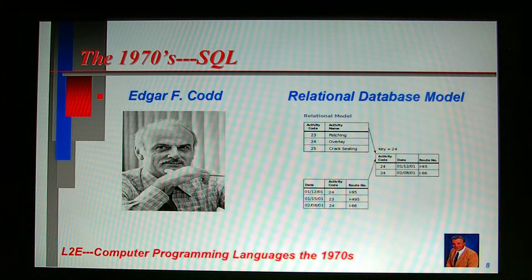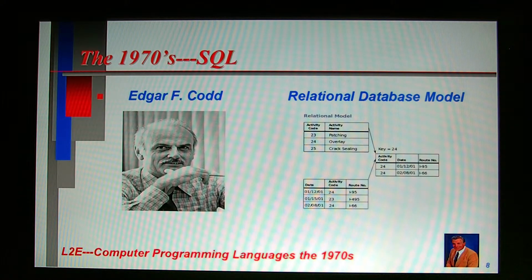SQL became a standard of the American National Standards Institute in 1986, followed by the International Organization for Standardization in 1987. Since then, the standard has been extended significantly. SQL was initially developed at IBM by Donald D. Chamberlin and Raymond F. Boyce in the early 1970s.